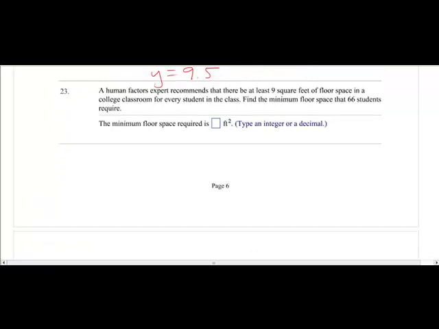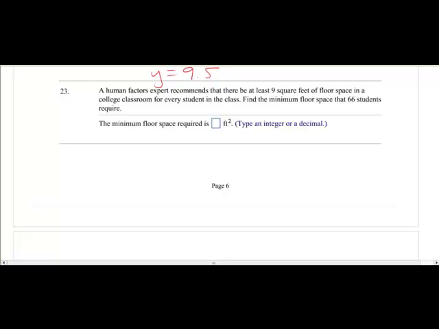Okay, this expert recommends there be at least 9 square feet of floor space in a college classroom for every student. Find the minimum floor space that 66 students require. Those of you who missed this, and quite a few of you did, you must have just had an issue reading the problem. I think in general math students have an issue reading word problems.